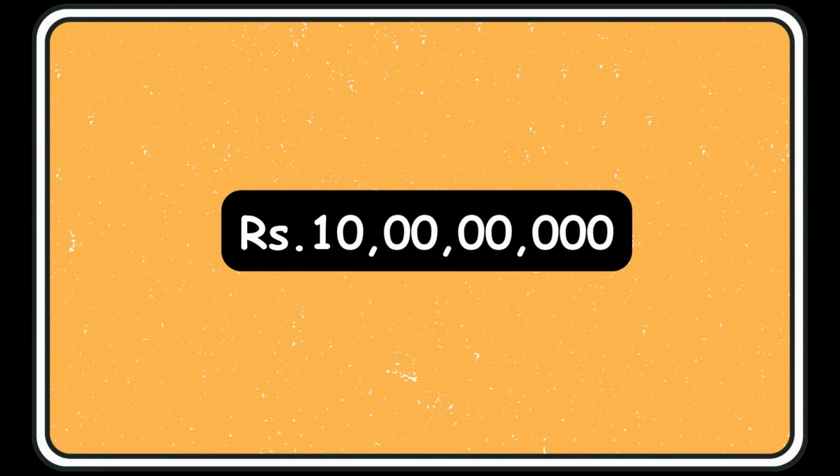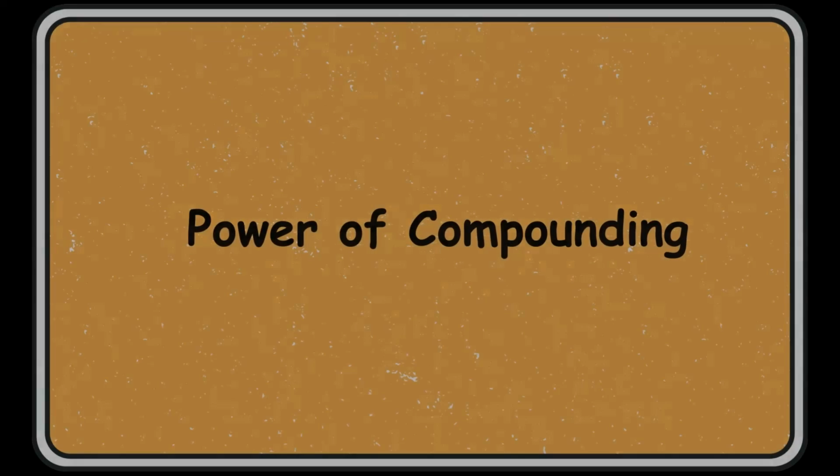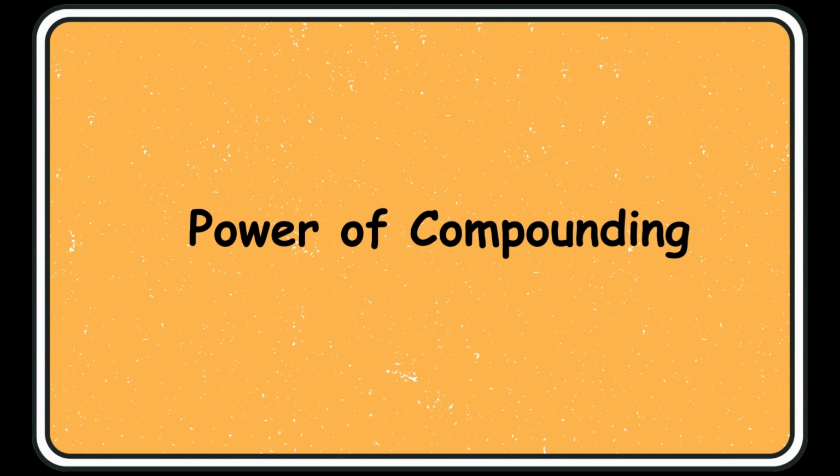Yes, you read it right, it is 10 crores. For an investor who is doing it for 15 years, it is 1 crore. For an investor who is doing it for 30 years, it is 10 crores. Looks like a huge amount, right? You may think, how come this is possible? This is possible simply because of the power of compounding.